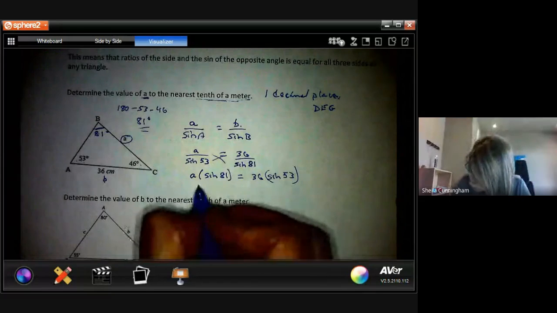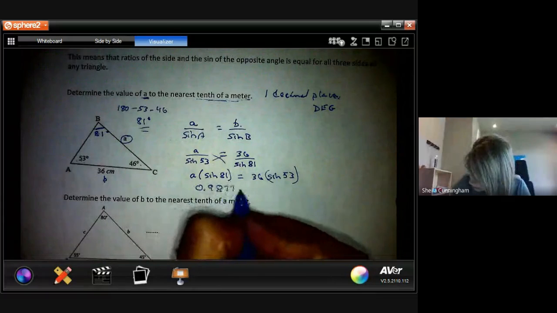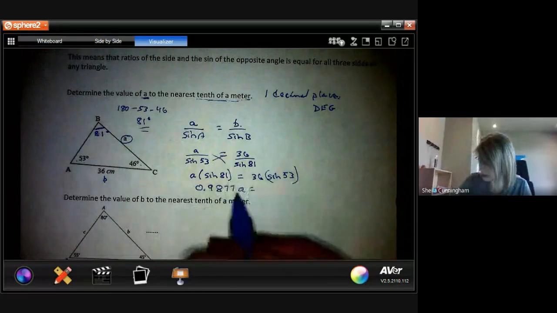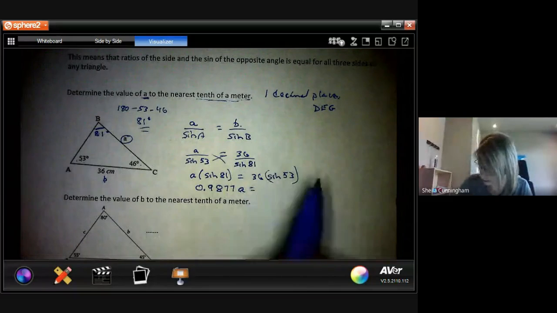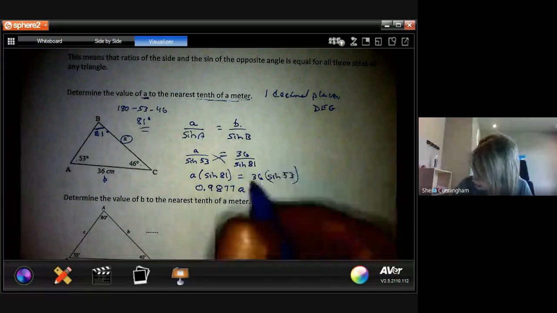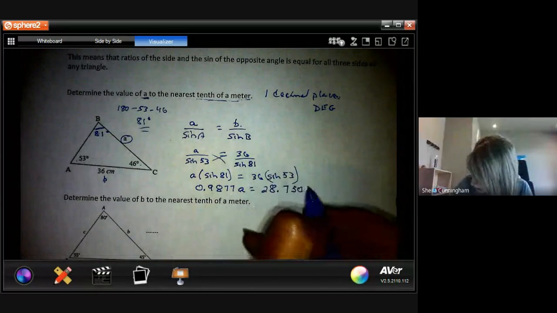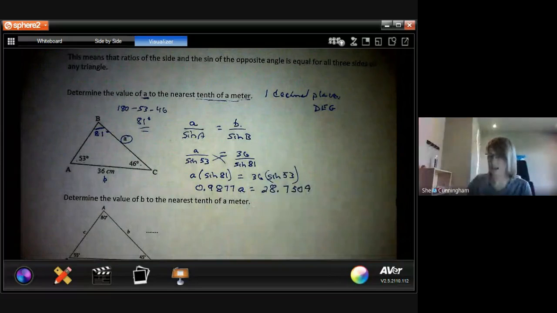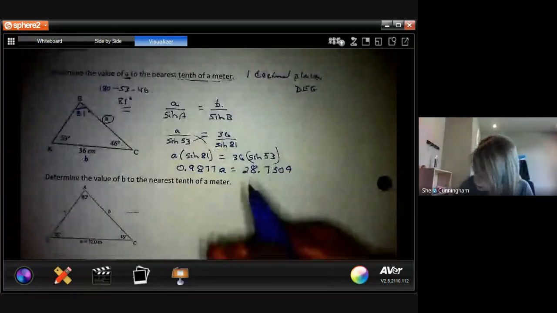And when you do these, put 4 decimal places as you're working through this. And I'm going to put the A at the end, because typically we always put our variable at the end. And then on the other side, I've got sine of 53. And I can times it while it's still in my calculator, times it by the 36. And that's going to give me 28.7509. I'm just keeping everything with a few decimal places in there just so that it keeps my accuracy a little bit more.